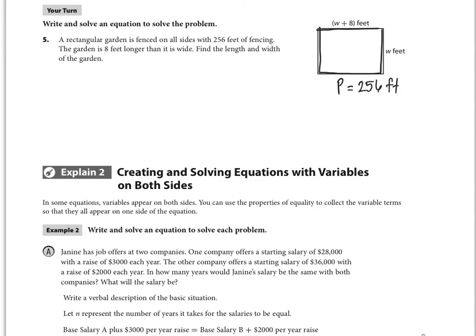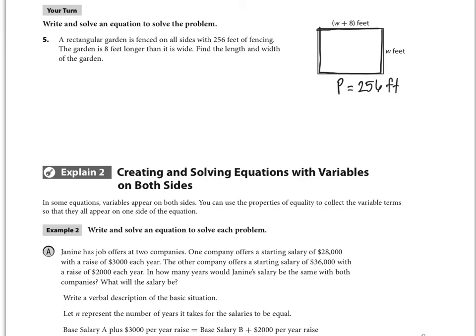That's the first part, is you have to understand that. And then next, you've got to figure out how we're going to put this into an equation to actually solve my task, which is finding the length and the width. The length is W plus 8 up at the top here, and the width is just W.